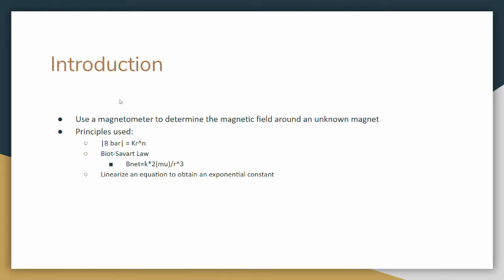Another technique we use in this lab is that we linearize the equation of the first one to be able to solve for this unknown constant. And since the slope would correspond with the n, we could use this to also help us find the mu. So going into our data.